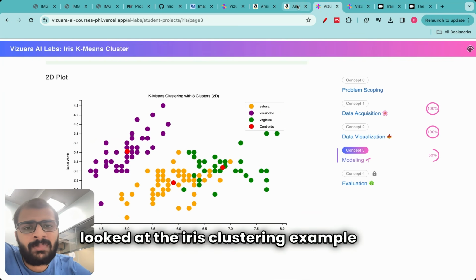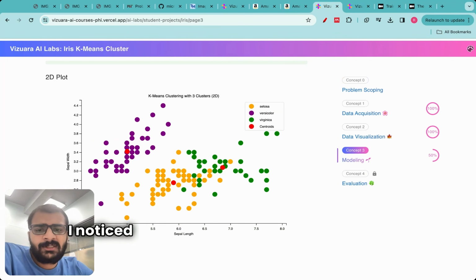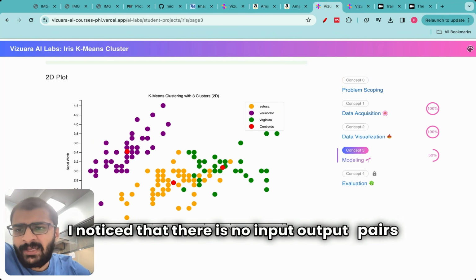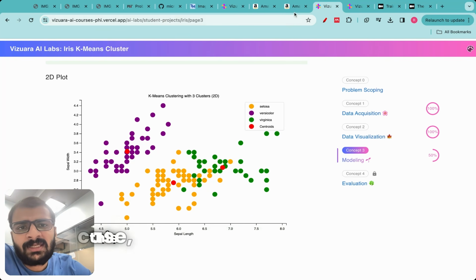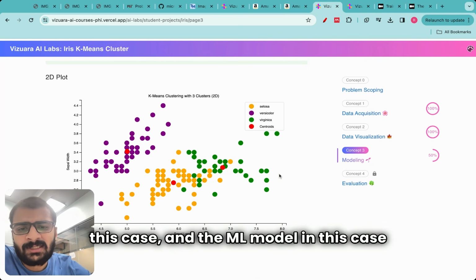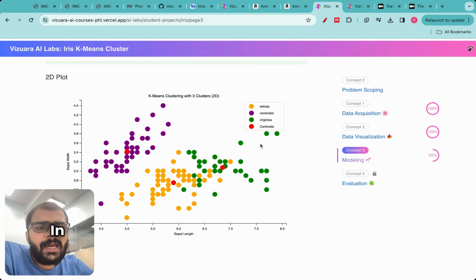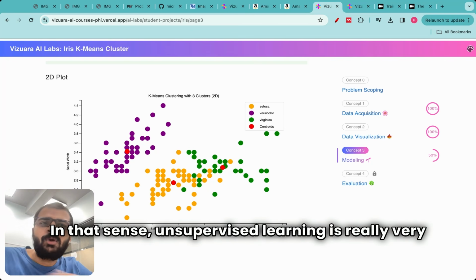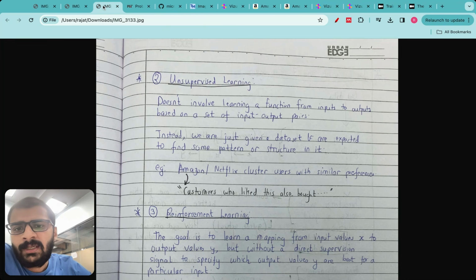I looked at this Amazon example where customers who bought this item also bought, and I looked at the iris clustering example, and I noticed similarities between these two. I noticed that there is no input output pairs in both. We are just given data, and then Amazon in this case and the ML model in this case are making predictions just based on the data. In that sense, unsupervised learning is really very cool because we are not telling the AI what to do, it figures it out on its own.